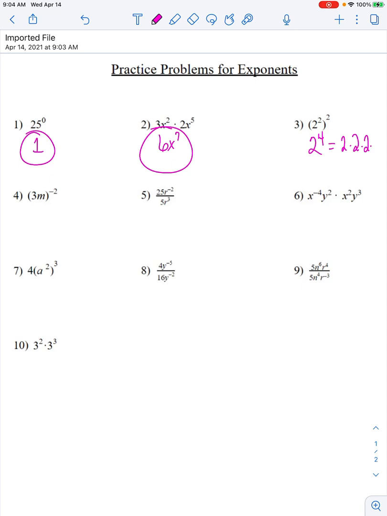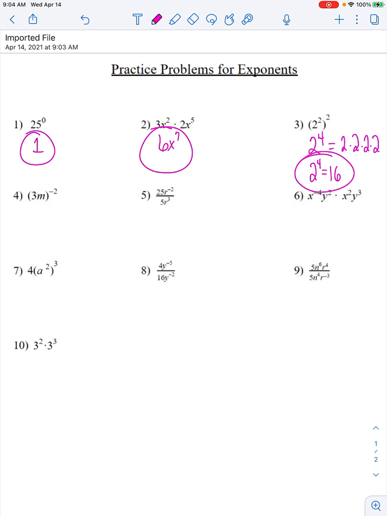2 times 2 times 2 times 2. 2 times 2 is 4. 4 times 2 is 8. 8 times 2 is 16. So you should have gotten, let me write that better, 2 to the 4th power or 16. Both of those are correct. On a test, you would simply look at your choices to determine which one they want you to use.